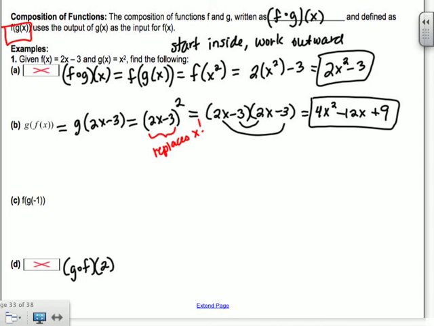Yes? You could leave it like this as well. I would accept that as well.